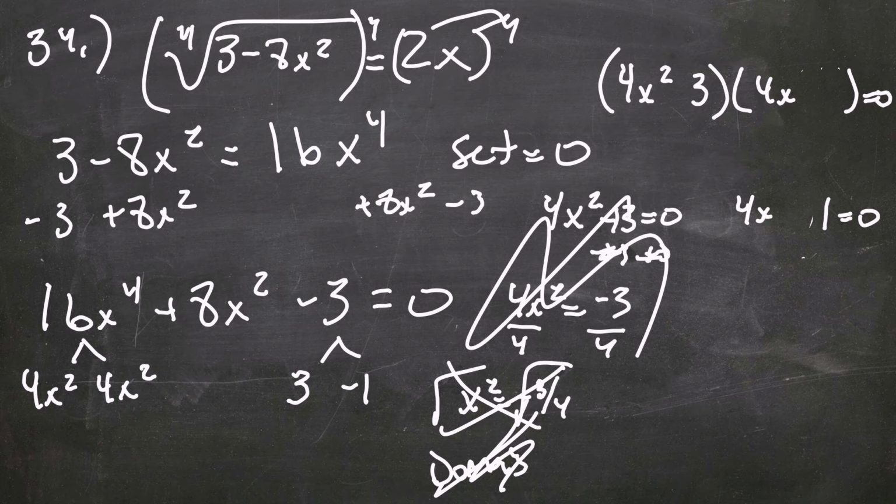So this should have been plus 3. This should have been minus 1, which makes this minus 1. So I add 1 to both sides. I get 4x squared equals 1.